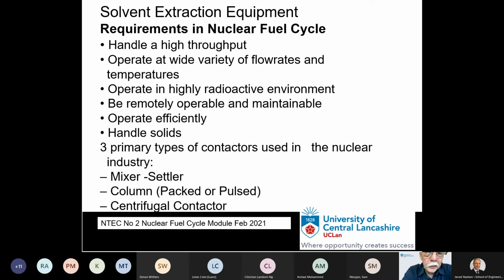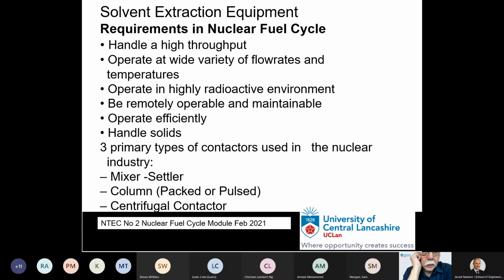Operate efficiently. There's no reason not to operate efficiently. In fact, you wouldn't operate if you couldn't be efficient. Handle solids, preferably, but in many instances the process technology does actually remove solids away from the aqueous phase before it is contacted with the organic phase, i.e. the TBP odorless kerosene phase.